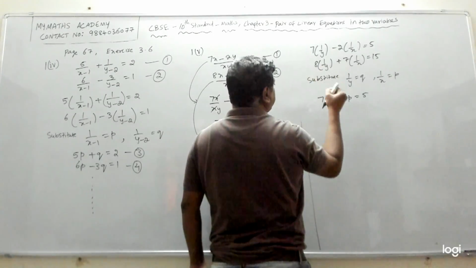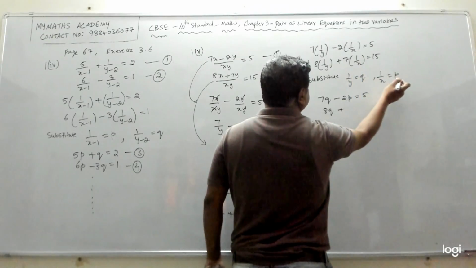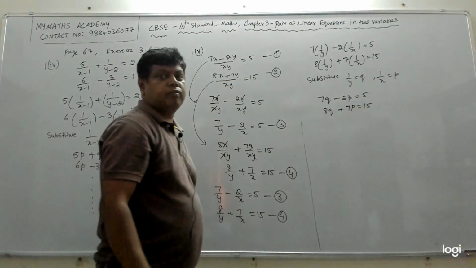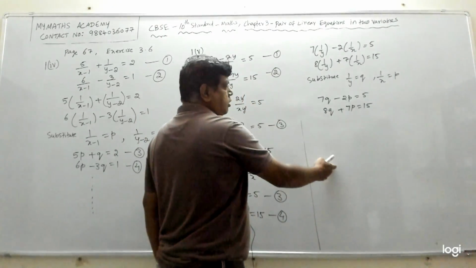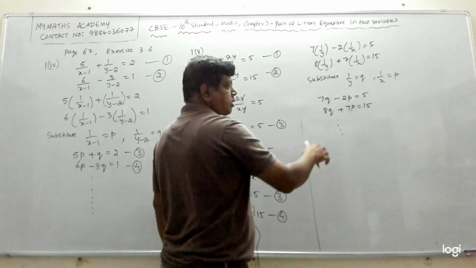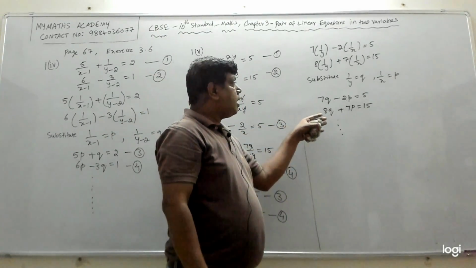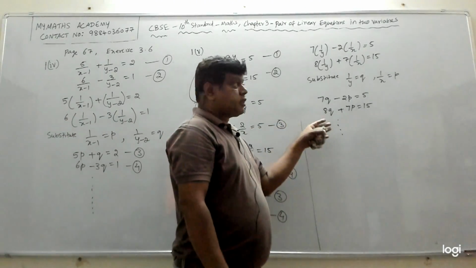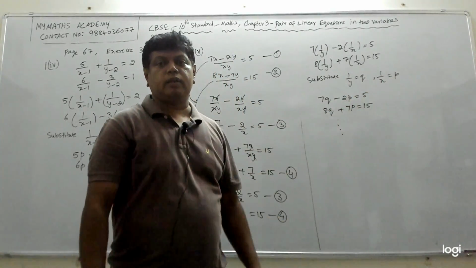Similarly, 8 into 1 by y is 8q, plus 7 into 1 by x, 1 by x is p. It becomes 8q plus 7p equal to 15. Clear? So now you can solve this by elimination method and find the value of p and q. After finding the value of p and q, substitute the value of p and q here and find the value of x and y. Fine.